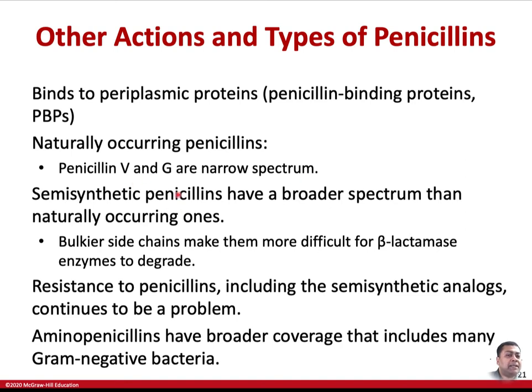So semi-synthetic penicillin means that the basic structure is derived from the original penicillin, but the side chains are added by chemical reactions in the laboratory. And the bulkier side chains make it more difficult for the beta-lactamase enzyme to degrade, which we just talked about in the previous slide. But the problem is that resistance to penicillin, including semi-synthetic analogs, continues to be a problem. On the other hand, these aminopenicillins have a broader coverage that includes many gram-negative bacteria that we have just seen right here.